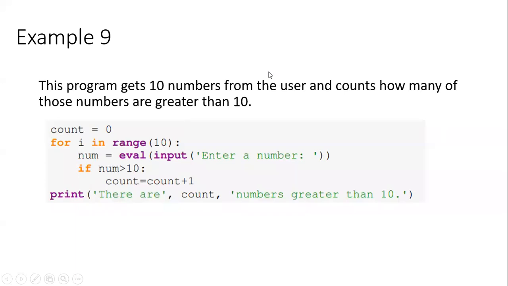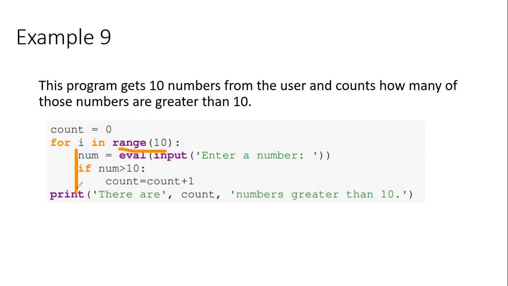Okay, now this is a very simple program. What it does is ask the user to enter 10 numbers. How do I design for 10 numbers? Because here you can see range 10. Range 10 means it goes 0 to 9. It goes 0 to 9, which means this code will be executed 10 times.